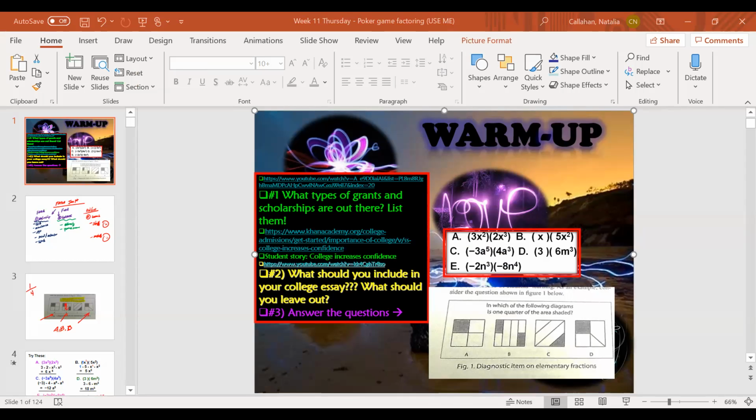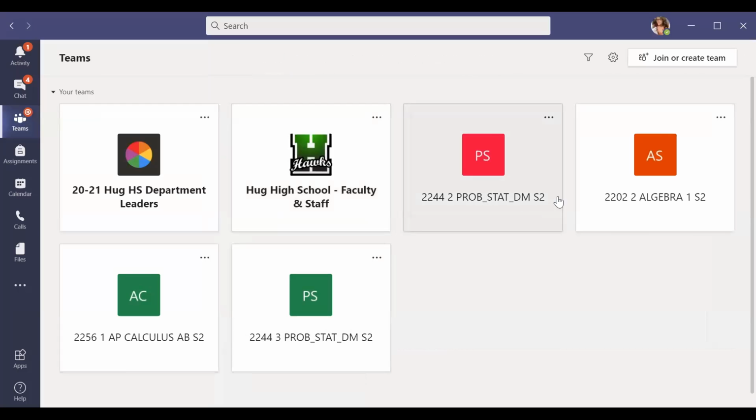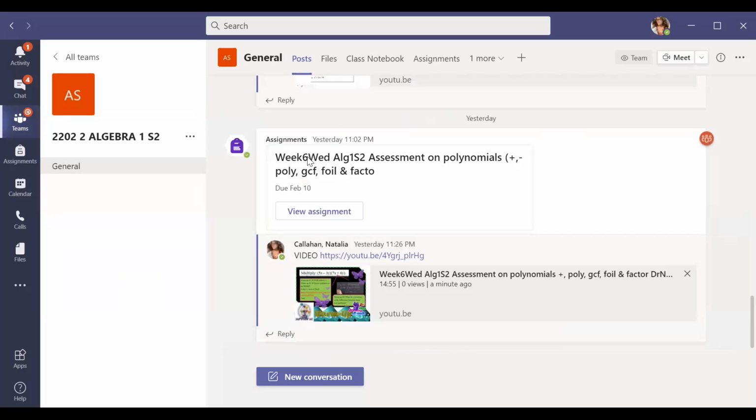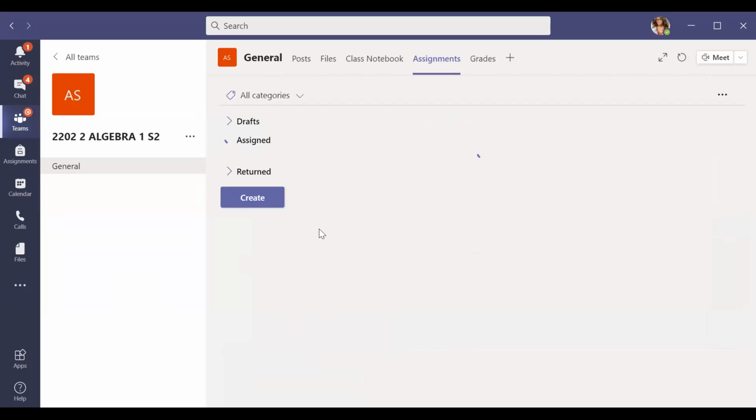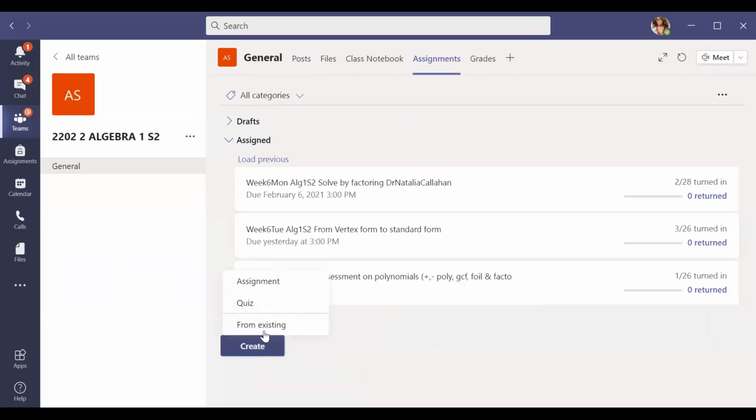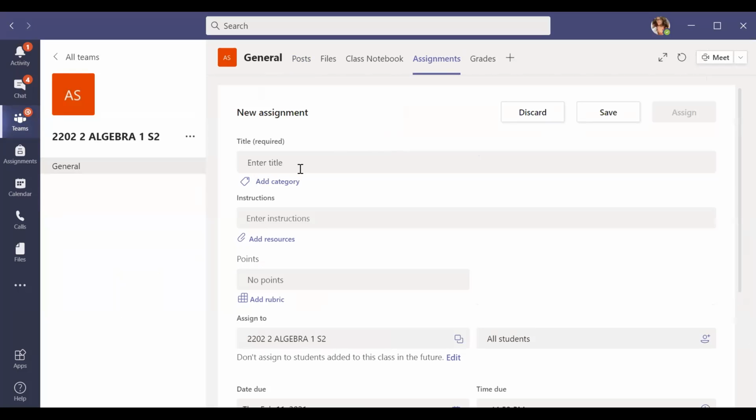Okay, let's go ahead and make the assignment for today for algebra. So I'm going to click on Algebra 1, Assignment, Create, and this is going to be for week 6, Thursday, Algebra 1, Semester 2, Factoring trinomials, and other techniques.